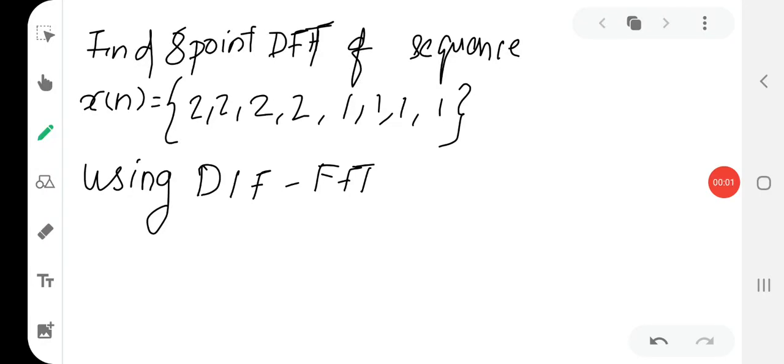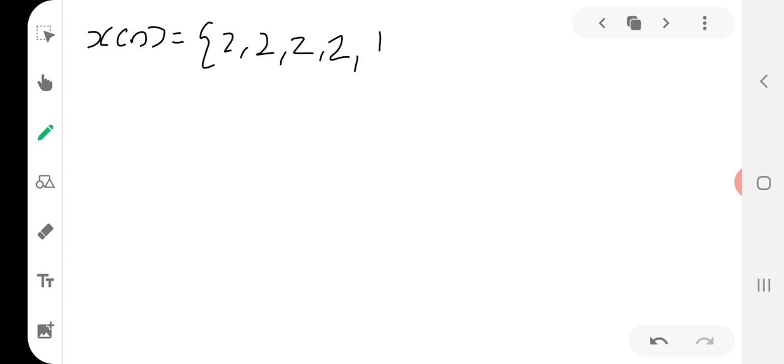Here I am going to discuss how we will find the 8-point DFT of a sequence by using the DIF FFT algorithm. The DIF FFT algorithm is just the opposite of the DIT FFT algorithm. Here the sequence given is x of n equal to 2 2 2 2 1 1 1 1. This is the value of x of n.